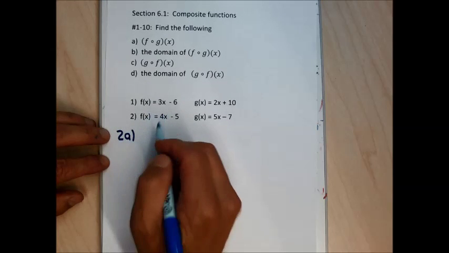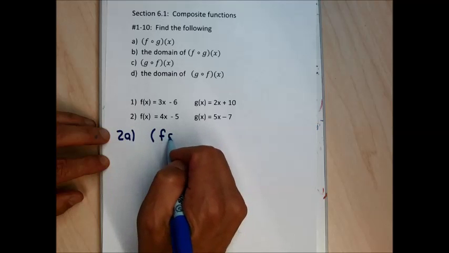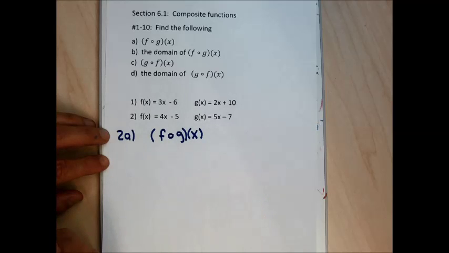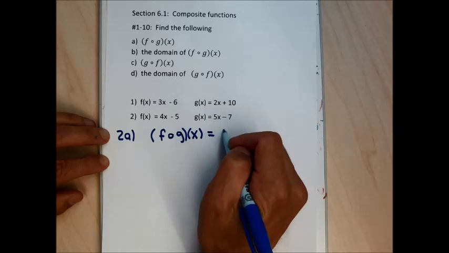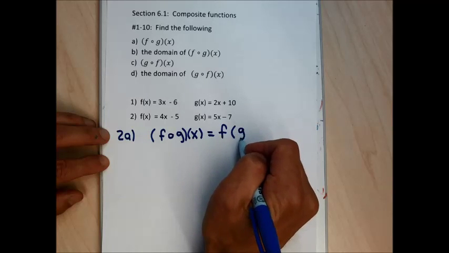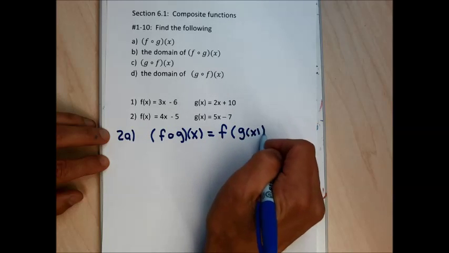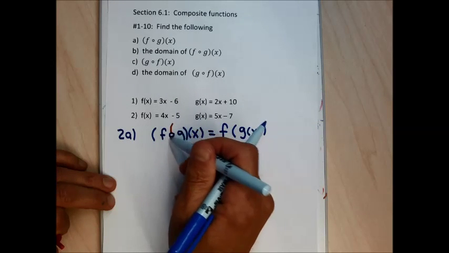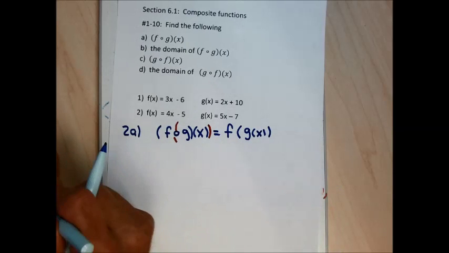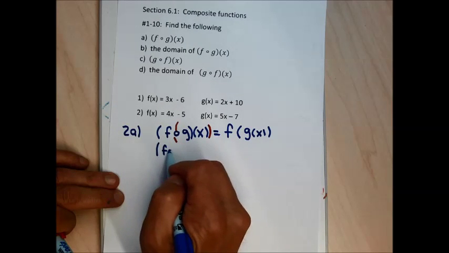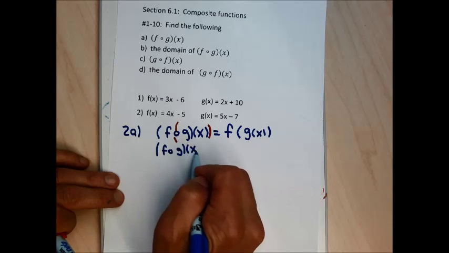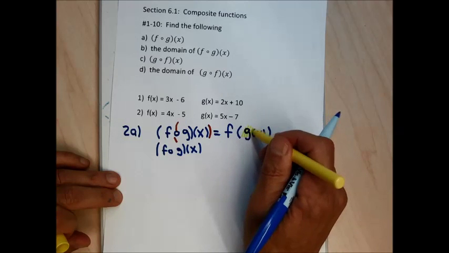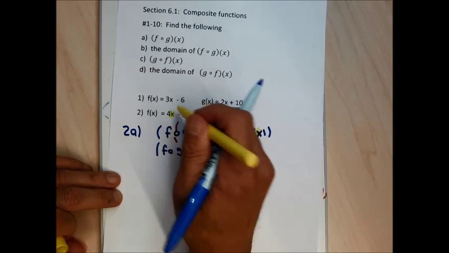In 2a, we get a symbol that I'm going to read as find f composed with g of x. To do f composed with g of x means to find f of g of x. So that open circle, which means composition, can be replaced with a couple of parentheses, and that is supposed to make this problem easier. Because to do f of g of x, I'm going to take the f function and replace the x with g of x.